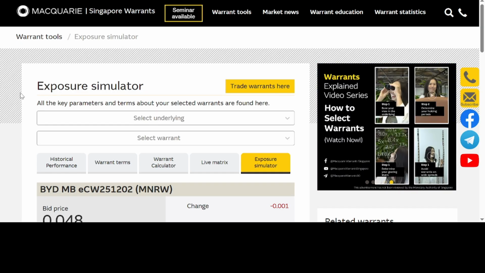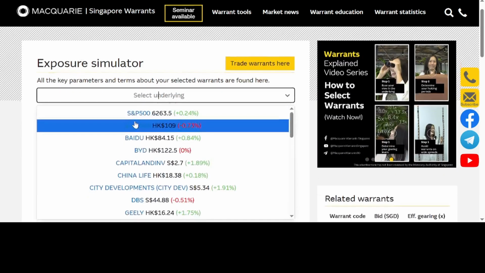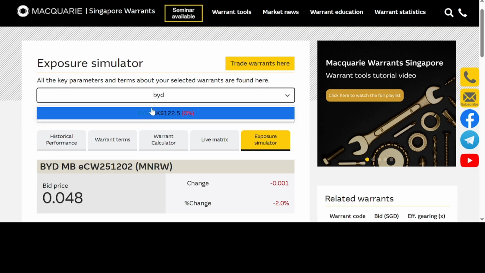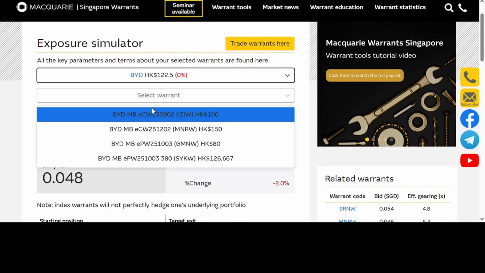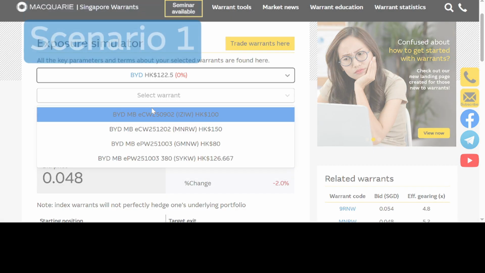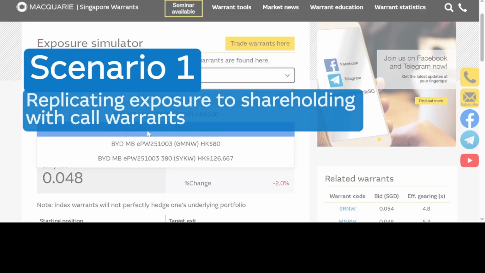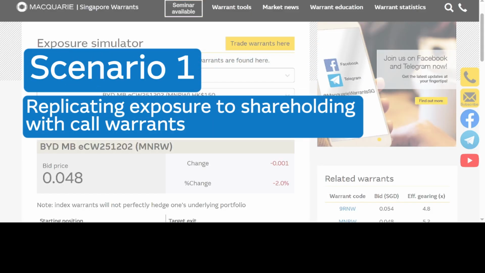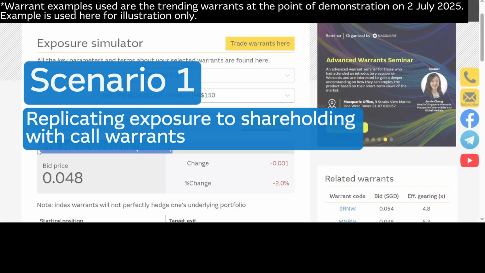Let's assume that you previously held BYD shares that you liquidated due to a need or want for cash, but are now keen to participate in the short-term upside price moves. In this case, you can replicate your exposure to BYD shares with less capital via BYD call warrant MNRW.